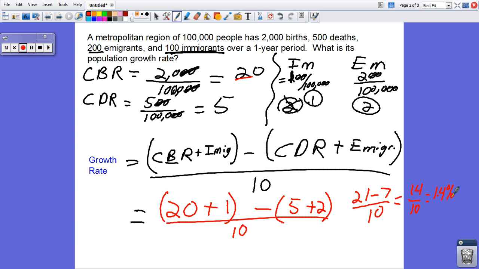So just remember that the rates are always expressed per 1,000. Get to that first. It's just basically birth rate and immigration minus death rate and emigration over 10 gets us to the percent. And I'll give you a few more practice problems.